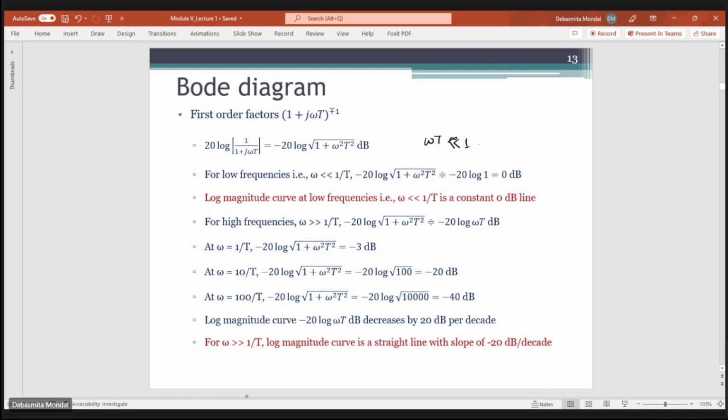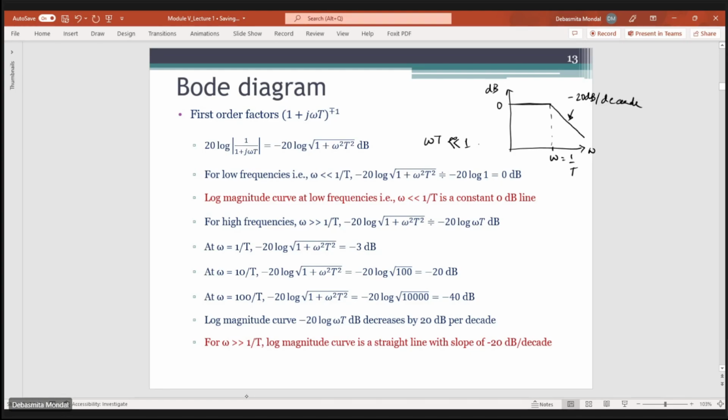And so if you draw the plot, let's say this is your omega equals 1 by T, this is your plotting in dB, this is your frequency. Okay, so till this point it was a straight line. Let's say this is 0 dB. So this was a straight line at 0 dB, and after omega equals 1 by T it started decreasing. So this will look like this. So this is a plot with minus 20 dB per decade.